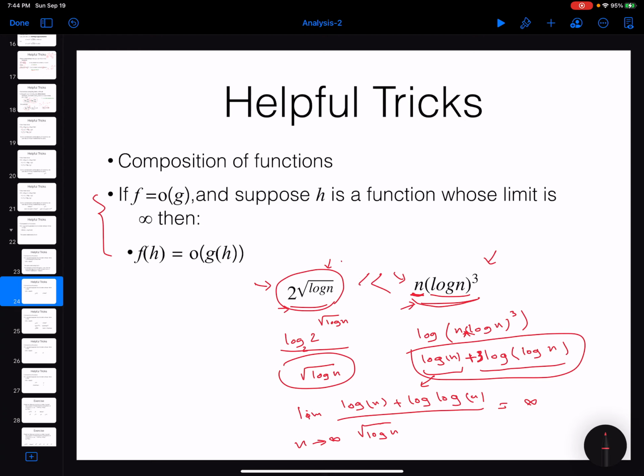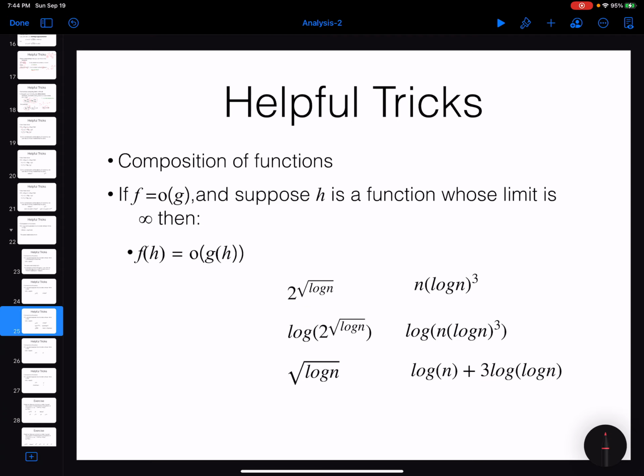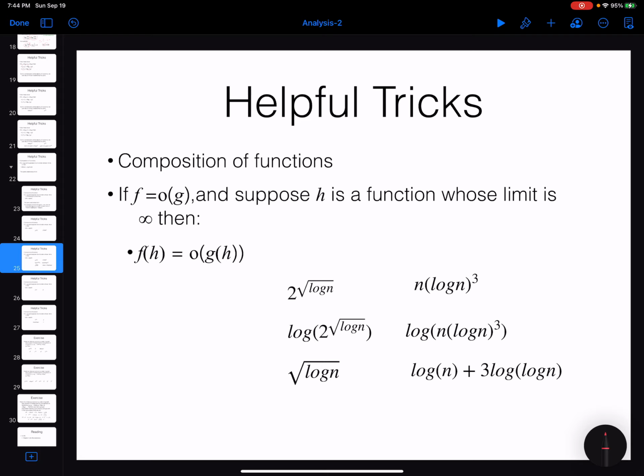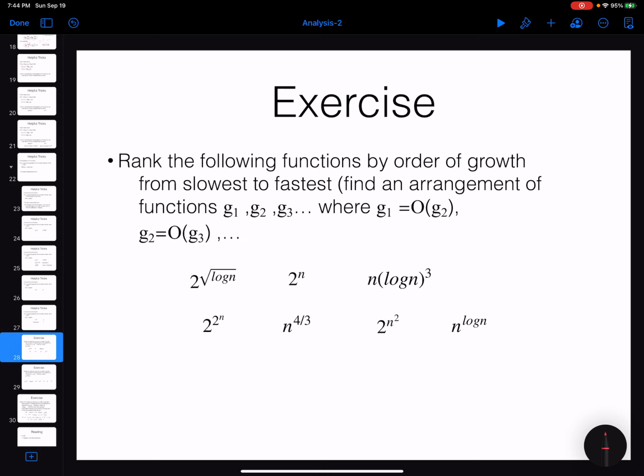I can say that n to the log of n power 3 is strictly faster than 2 to the power of square root log of n, although at the beginning it was not very clear to us which one is going to be faster. Okay, now I think we can just go back to solving this exercise.